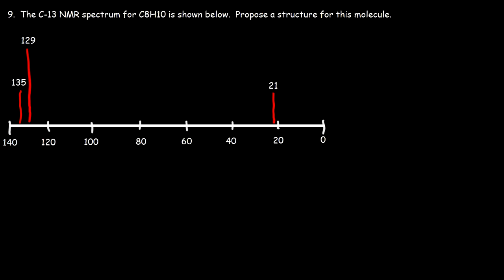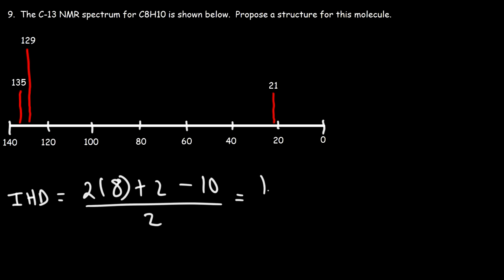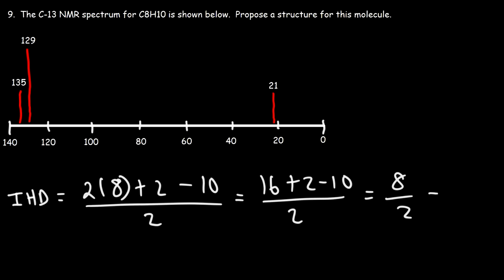Number 9. The carbon-13 NMR spectrum for C8H10 is shown below. Propose a structure for this molecule. So let's begin by calculating the index of hydrogen deficiency. So it's 2n plus 2, where n is the 8 carbons, minus the number of hydrogen atoms, which is 10, divided by 2. Now 2 times 8 is 16. 16 plus 2 is 18. 18 minus 10 is 8. And 8 divided by 2 is 4. So the IHD is 4.